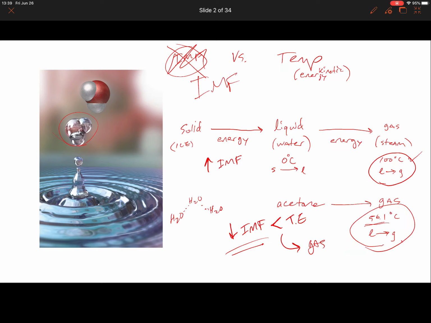Water exists in a liquid phase, even though it should, by all accounts, be a gas. Okay, so I went off on a little bit of a rant here.